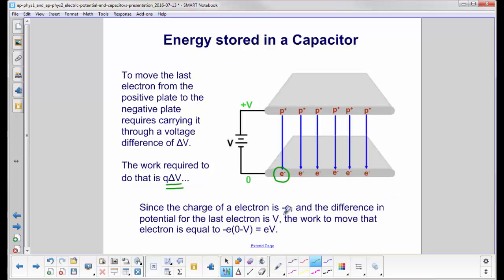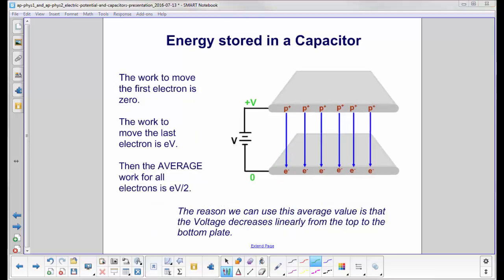The charge on an electron is negative E, and the difference in potential for the last electron is V. The work to move that electron is equal to negative E times negative V, or just EV. The work to move that first electron was 0 because both plates were at the same potential, so to move an electron along an equipotential surface takes no energy, no work. The work to move the last electron was EV.